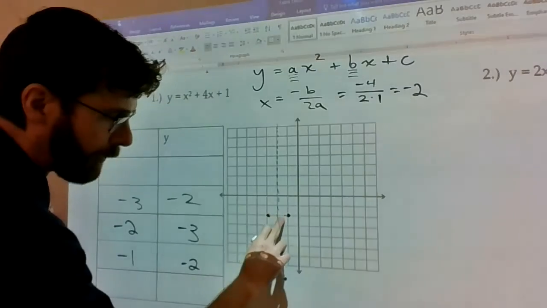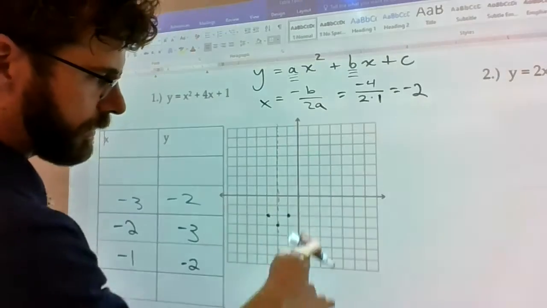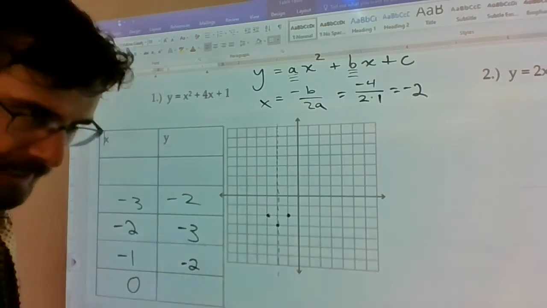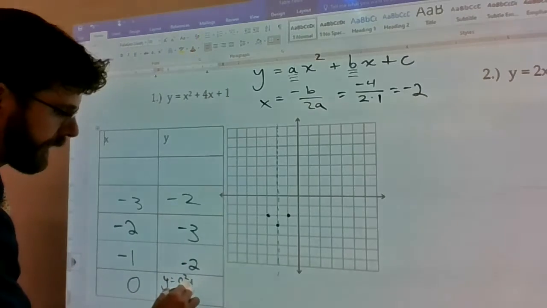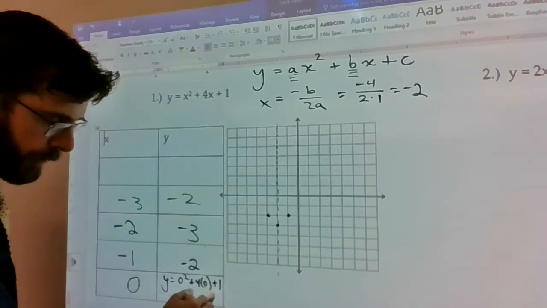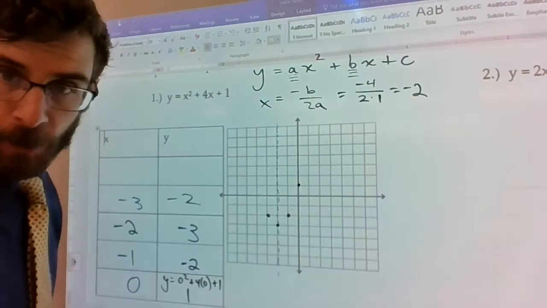All right, and then I'm going to plot one more point just to fill out the chart. Hey, plugging in 0 makes the most sense to me. So I'm going to try 0. 0 squared plus 4 times 0 plus 1. It turns out to be 0 plus 0 plus 1, which is 1. So 0, 1 is my final point.